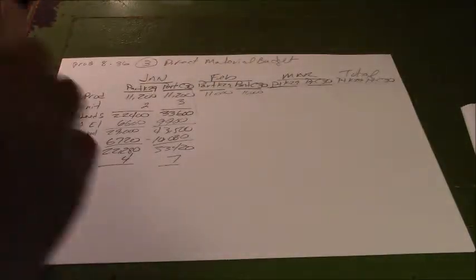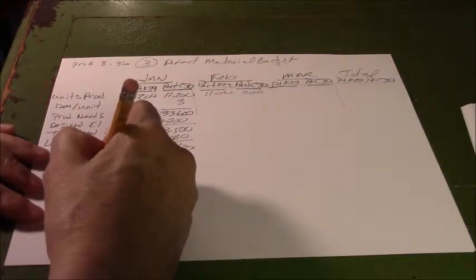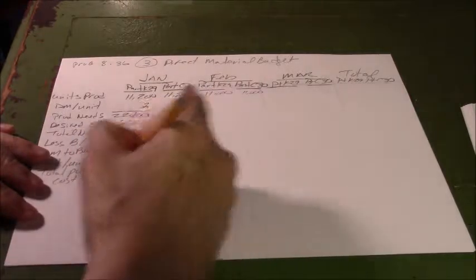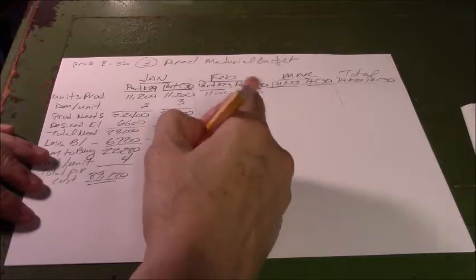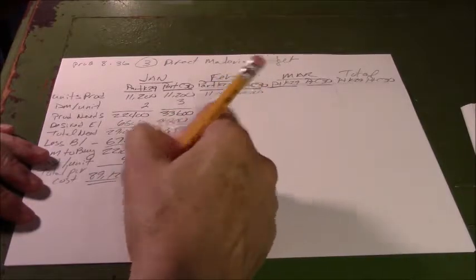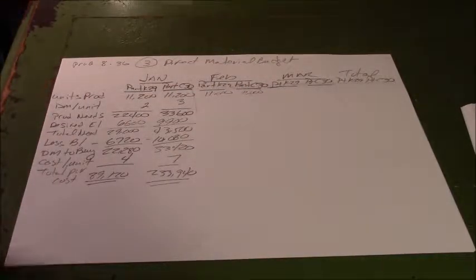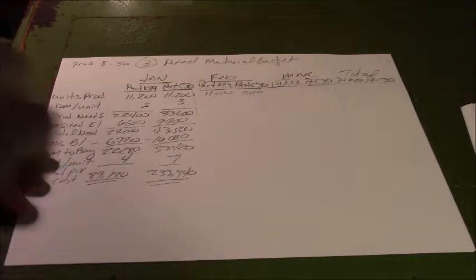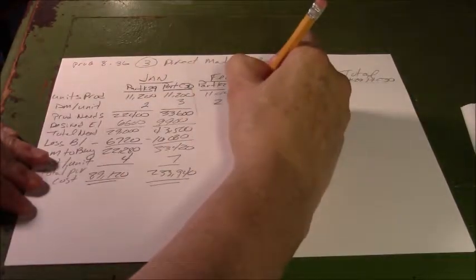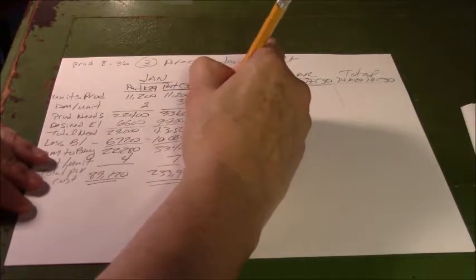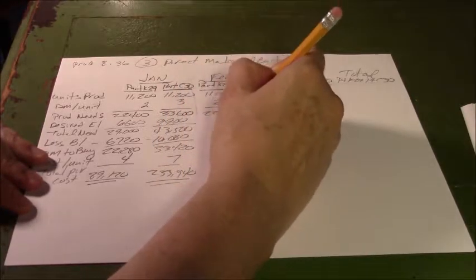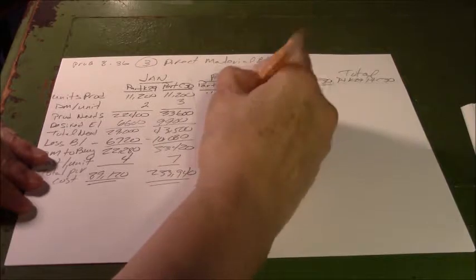So we are going to have to spend $89,120 and $233,940. All right, so here's our budget for January. Now we just do the same exact thing for February. So 11,000 is how many we need. Still 2, still 3. 11,000 times 2 is 22,000. 11,000 times 3 is 33,000.